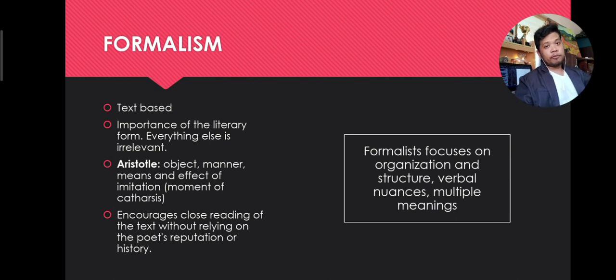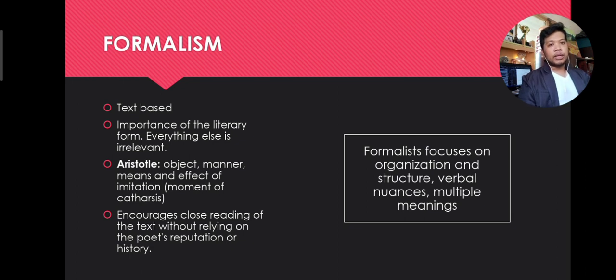With formalism, it is very text-based in the context of literature. Formalism puts more importance on the literary form for literature, the visual form, and the cinematic form in film. Everything else is irrelevant. So we're only critiquing the material based on the material itself, not on who made it or who it's from.